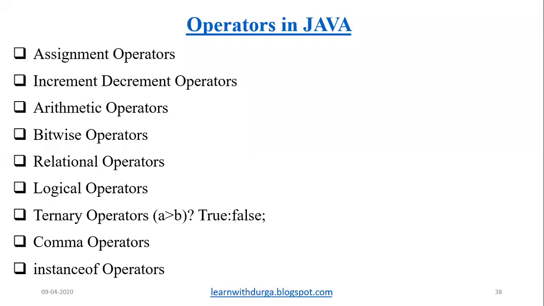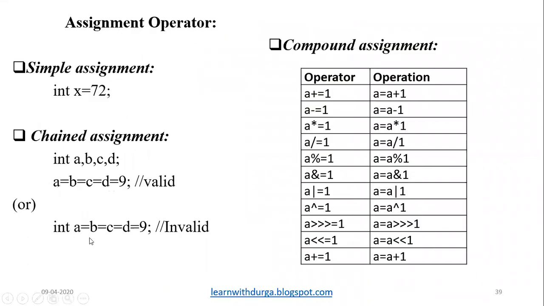Generally we classify them as assignment operator, increment and decrement operator, that is pre-increment or post-increment, prefix and postfix operator. The third one is arithmetic operator, the fourth one is bitwise, then relational, logical, ternary operator, comma operator, and the last one, the most important thing in OOPS concept, is the instanceof operator. We'll discuss them one by one. First, the assignment operator.